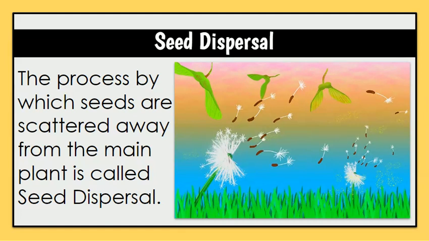Now what do we mean by the word scatter? The word scatter means to throw something in various different directions. So nature helps in scattering these seeds. It helps in throwing away these seeds in different directions, and it makes sure that they do not grow too close to each other. So the process by which these seeds are scattered away or thrown away in different directions from the main plant is called seed dispersal.